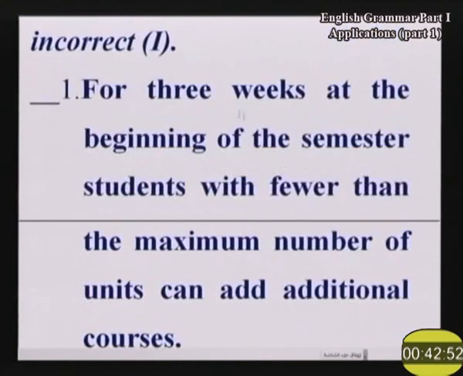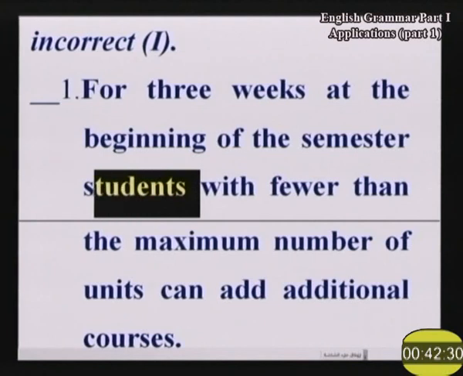طيب تعالوا نشوف هنا for 3 weeks جزء مش مهم. It's a prepositional phrase. At the beginning another prepositional phrase. Of the semester برضو prepositional phrase. كل ده مش مهم. Students دي أول كلمة مهمة. That's the subject in my sentence. Students, that's the subject. طيب with fewer than the maximum number of units. كل ده برضو جزء مش أساسي. with fewer than the maximum number prepositional phrase, of units prepositional phrase.